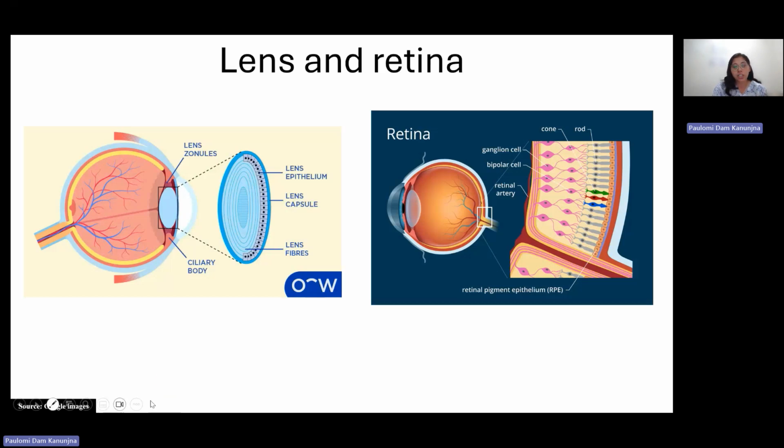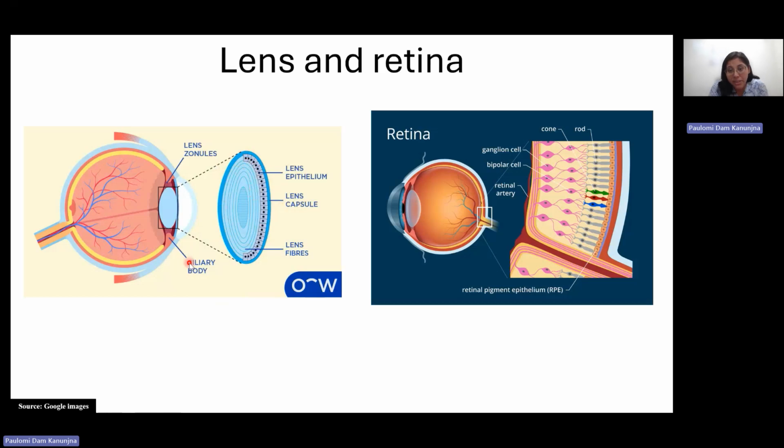Now, let's look into the structure or the anatomy of lens. You have something called lens epithelium. You have something called lens capsule. Then you have a lot of lens fibers, and then you have the ciliary body. Okay. Now, what is this lens capsule doing? It is the outermost thin membrane. What is the epithelium doing? It is under the capsule, so it produces the new fibers.